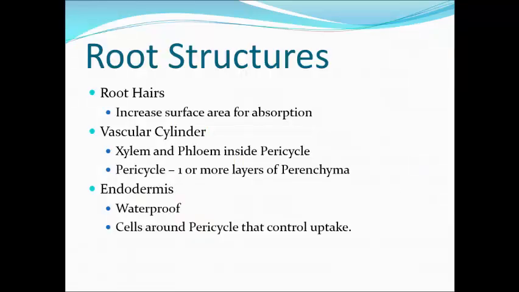For root structures, you have something called root hairs. Basically, they're teeny tiny little structures coming off the roots that help to increase the surface area for absorption. So this helps make the root more efficient at absorbing. You also have the vascular cylinder, which is in the very center of the root, where the water gets absorbed up and the phloem comes down. And then you have the endodermis, which is a waterproof layer to help prevent water from coming into the root where it's not expected, to keep the root from rotting and things along those lines.